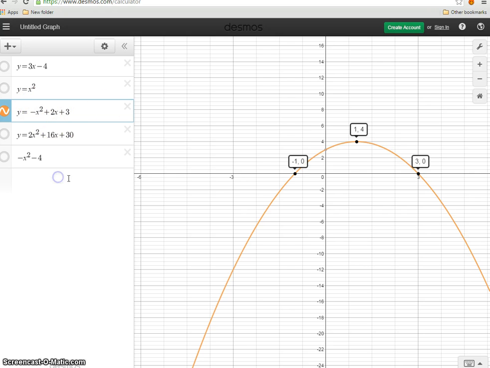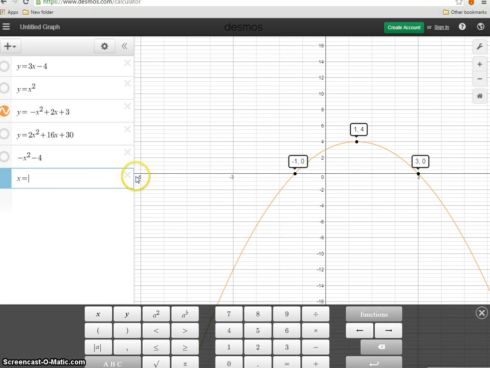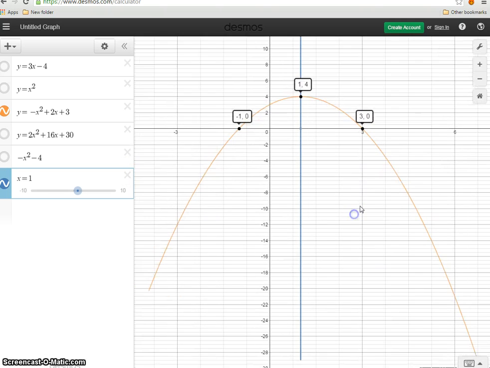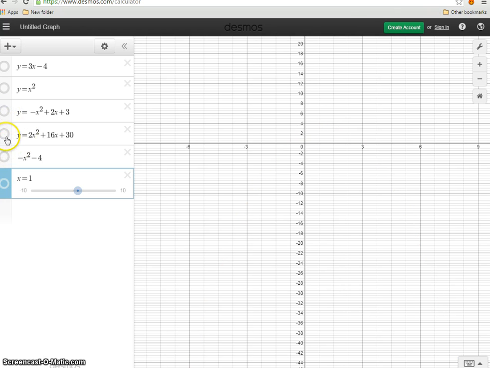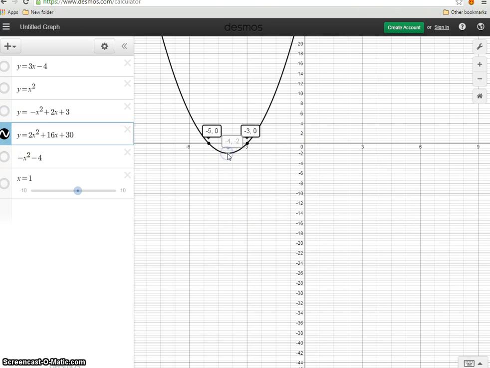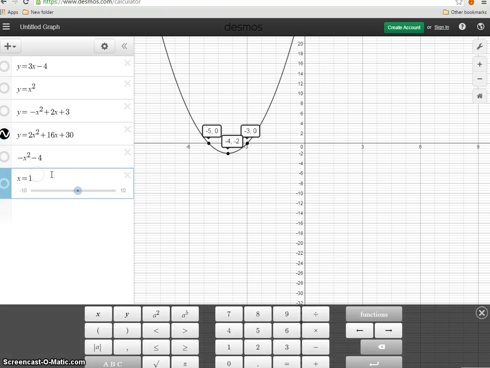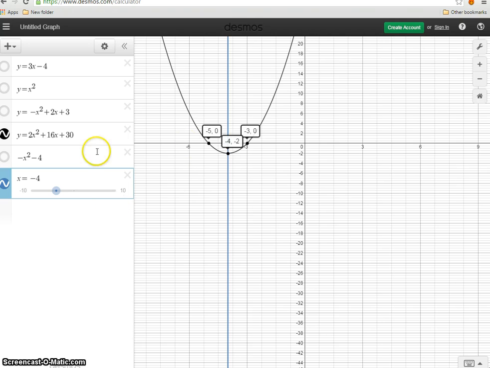If I were to look at the vertical line x equals 1, the vertical line that passes right through that vertex, if you take a look, wide angle shot here of the parabola, this vertical line cuts the parabola entirely in half. So this vertical line is called the axis of symmetry. Every quadratic, every parabola has one of those. If I look at this one right here, this one would have an axis of symmetry at x equals negative 4. Again, all parabolas will have one of these axes of symmetry.